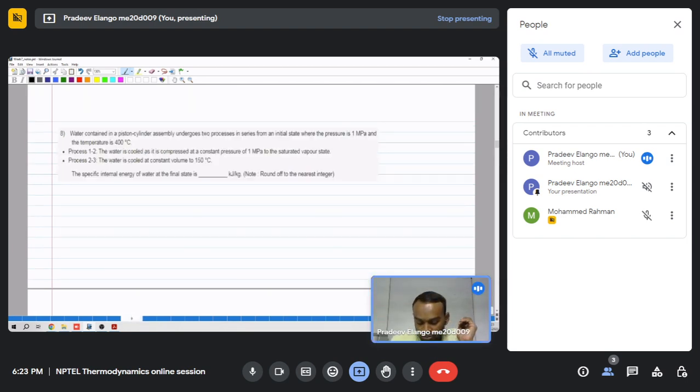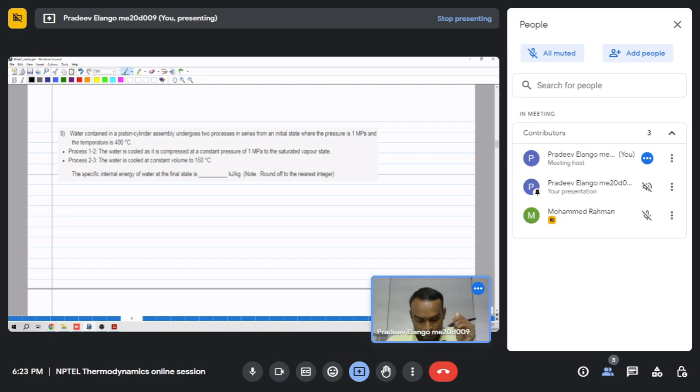In the next problem, water contained in a piston cylinder assembly undergoes two processes in series from an initial state where the pressure is 1 megapascal and the temperature is 400 degrees Celsius. Process 1 to 2, the water is cooled as it is compressed at a constant pressure of 1 megapascal to the saturated vapor state. Process 2 to 3, the water is cooled at constant volume to 150 degrees Celsius.